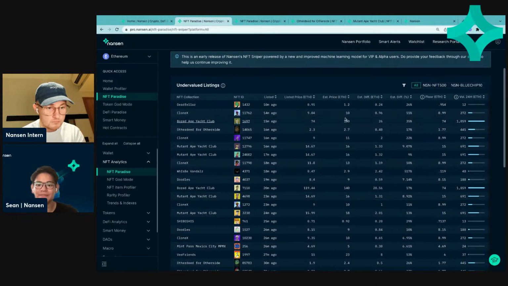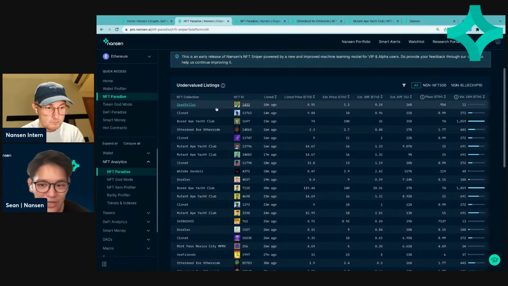So this column here, all the prices you see is something that is produced by our machine learning model. And the listed price is, of course, what is being listed on OpenSea as of right now. And we can see the estimated difference. So this is more like the potential gains that you can get from the NFT if you look at this column. Not saying it's 100%, and you can see the estimated difference and what's the current floor of the collection. So it's quite interesting to see, right?